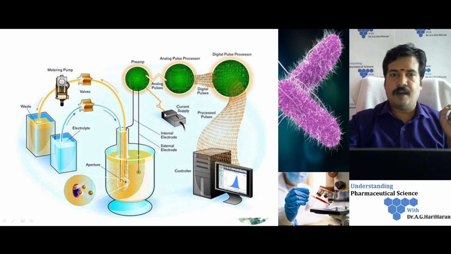The level of electrical flow is maintained by supplying the electrolyte solution, so the resistance is maintained. So this is how the Coulter counter works.